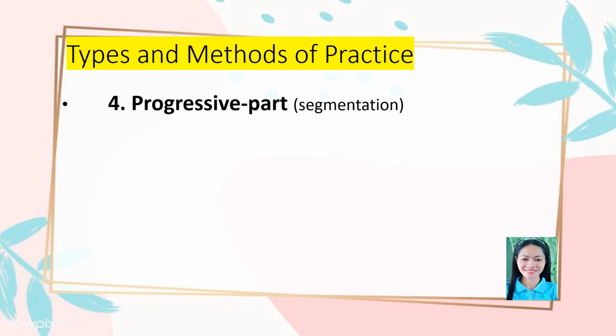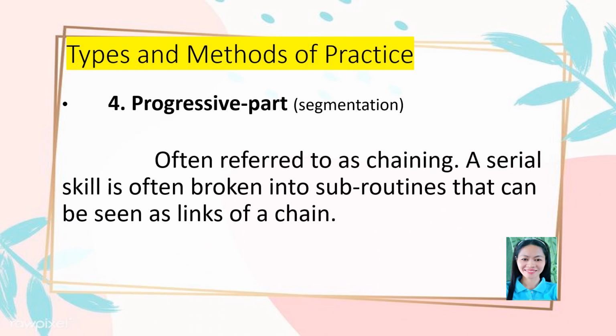Next is the progressive part or segmentation. Often referred to as training, a serious skill is often broken into subroutines that can be seen as links of a chain. The progressive part practice method is when a sports coach would coach or teach different parts of a skill and then bring these all together to create a complete skill.